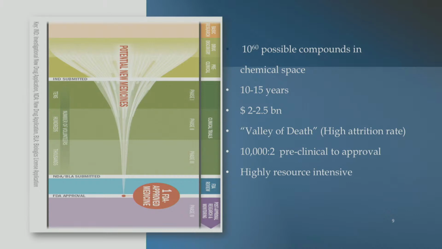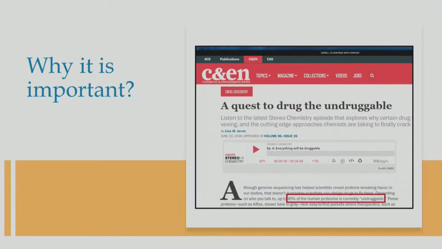But here the advantage is we have a huge chemical space. Almost 10 to the power of 60 possible compounds exist in the chemical space. Yes, if you want to do any kind of drug repurposing, we can use those drug data banks. Basically, why is drug discovery important.